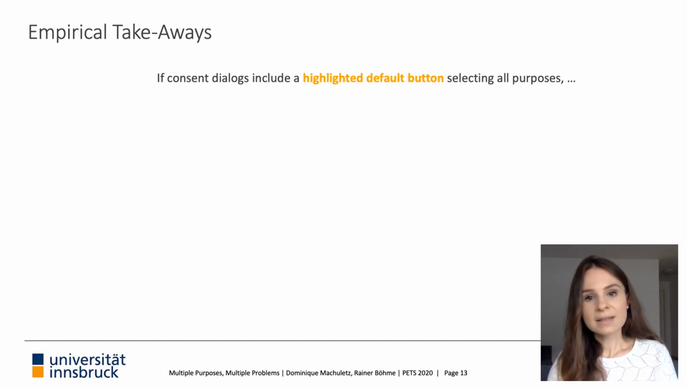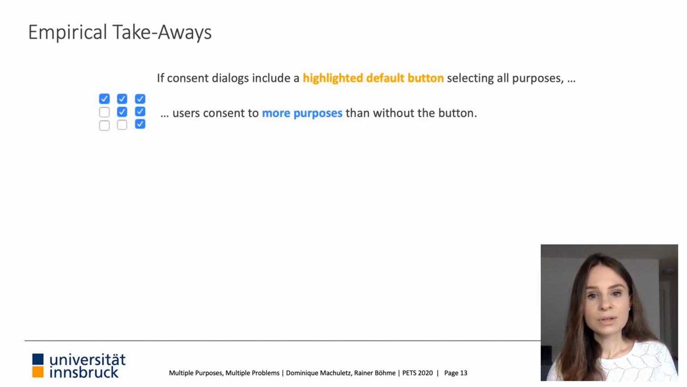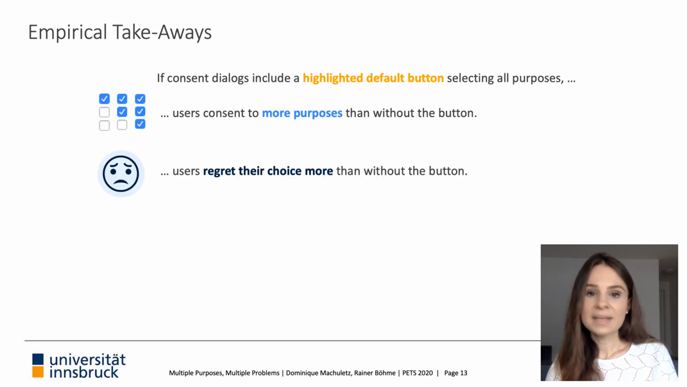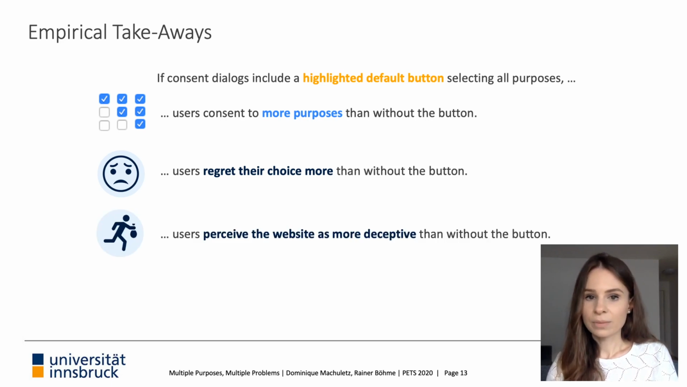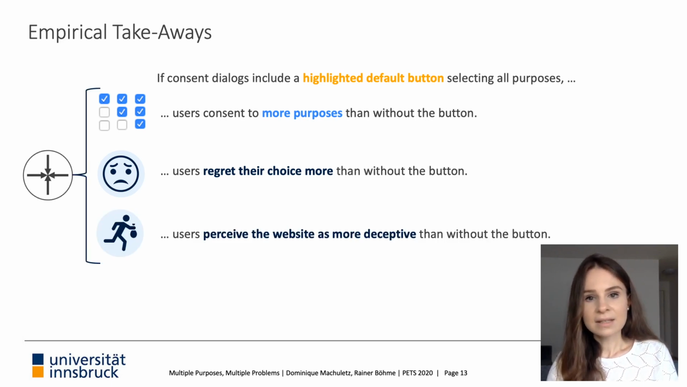To summarize the empirical takeaways, our results show that the highlighted default button, which selects all purposes, has several effects. First, users consent to more purposes. Second, users perceive the website as more deceptive. And third, users regret their choice more. These findings go in line with deception theory.